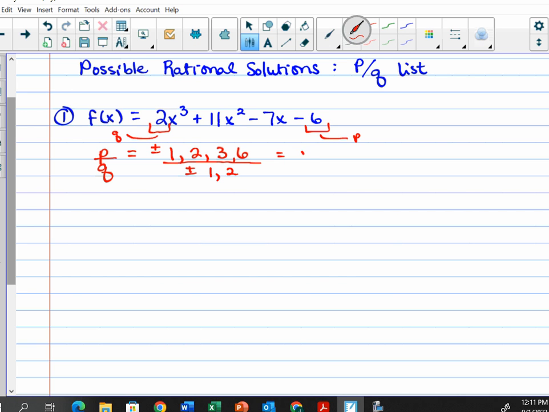So plus or minus again, because we're combining these. 1 over 1 is 1. 2 over 1 is 2. 3 over 1 is 3. 6 over 1 is 6. And I'm moving on, 1 over 2, so I can write 1/2. What about 2 over 2? That is 1. Do I need to write it again? No, okay. 3 over 2. What about 6 over 2? 3. Okay, so that's it, guys. That is your list.